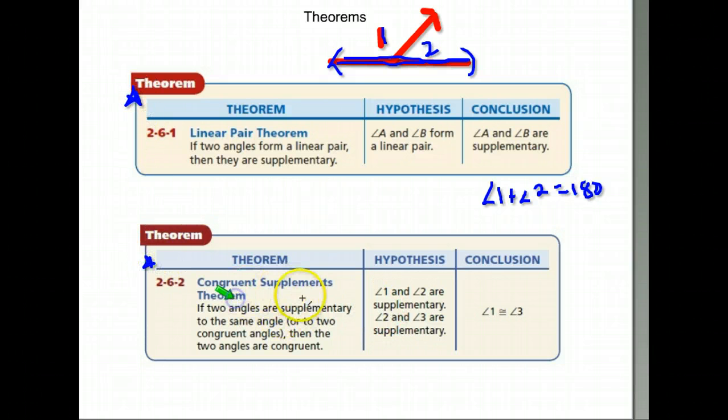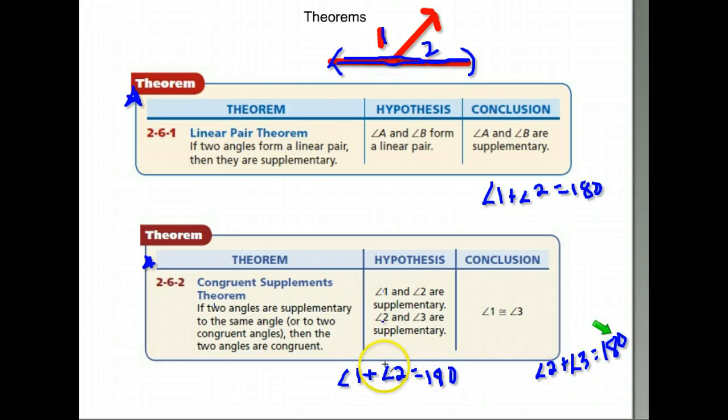The next one was the congruent supplements theorem. It said if two angles are supplementary to the same angle, then the two angles are congruent. So if angle 1 and angle 2 are supplementary, and angle 2 and angle 3 are supplementary, then 1 and 3 have to be the same angle. Which makes sense. Supplementary means two angles that add to be 180. So if angle 1 plus angle 2 is 180, angle 2 and angle 3 add to be 180.